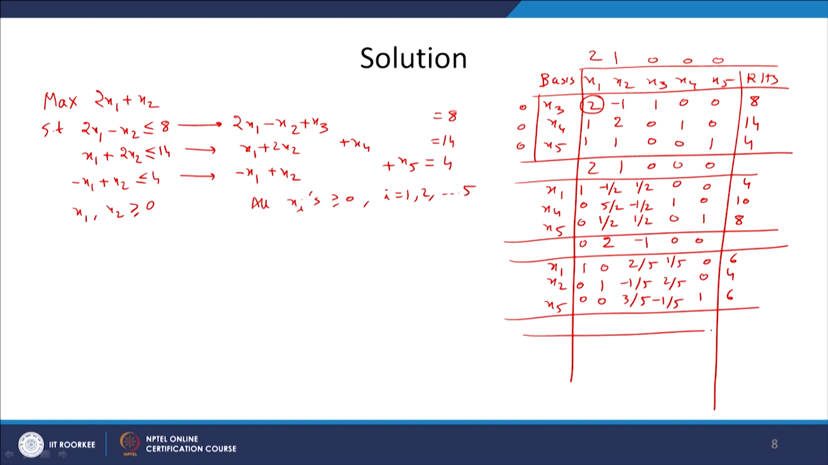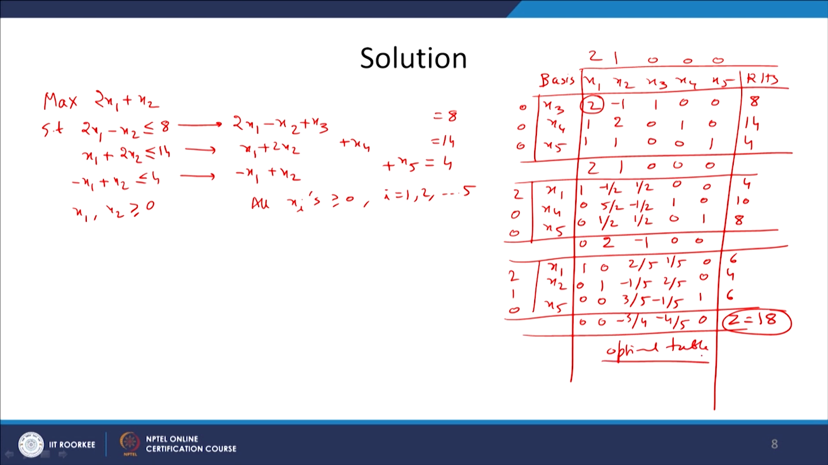And the deviation entries, by the way I forgot to write this, 2 0 0 and here it will be 2 1 0. So, the deviation entries will be 0 0 minus 3 by 5 minus 4 by 5 and 0. Also the objective function value is 18, and as you can see that this is the optimum, this is the optimum table.